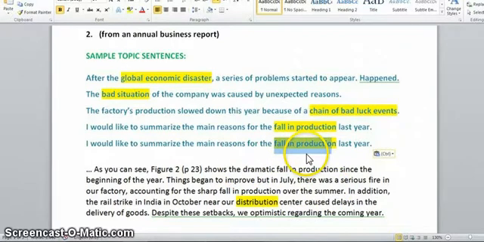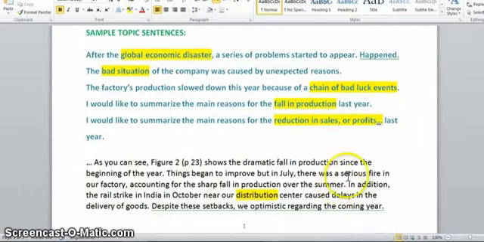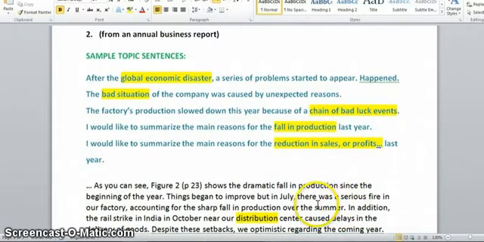is probably a loss or a reduction in sales, or perhaps a reduction in profits, and then we want to give our reason. Okay, so what reason could we say? Perhaps some unexpected events or two main events. The fall in profits were due to two main events, the fire and the strike in India.